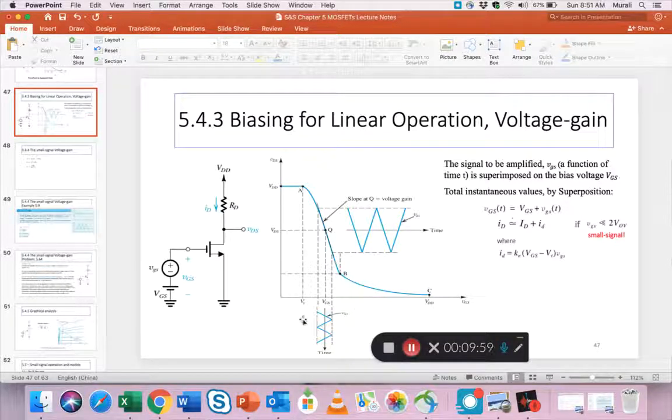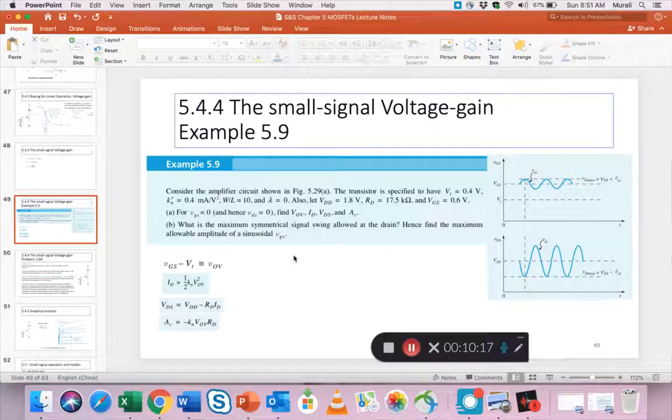And once you know how much you can swing this way, you also can find out this swing, because this swing and this swing are related by the amplification factor. And this swing, of course, is this. So instead of having a triangular waveform, he says use a sinusoidal. It really makes no difference which one. So that's the harder part, part B.